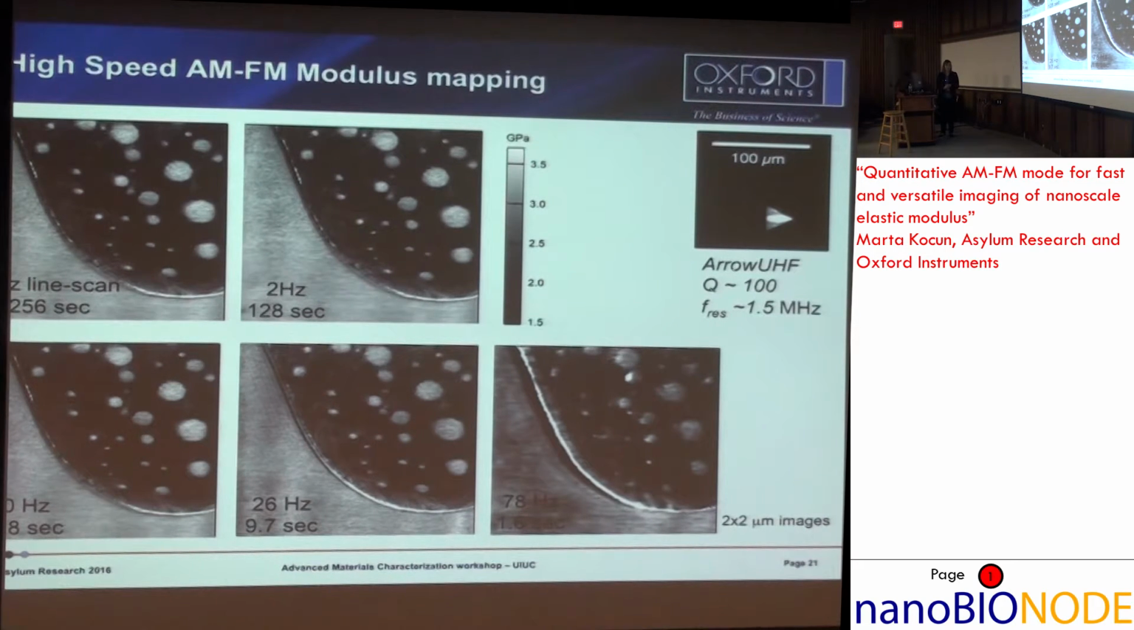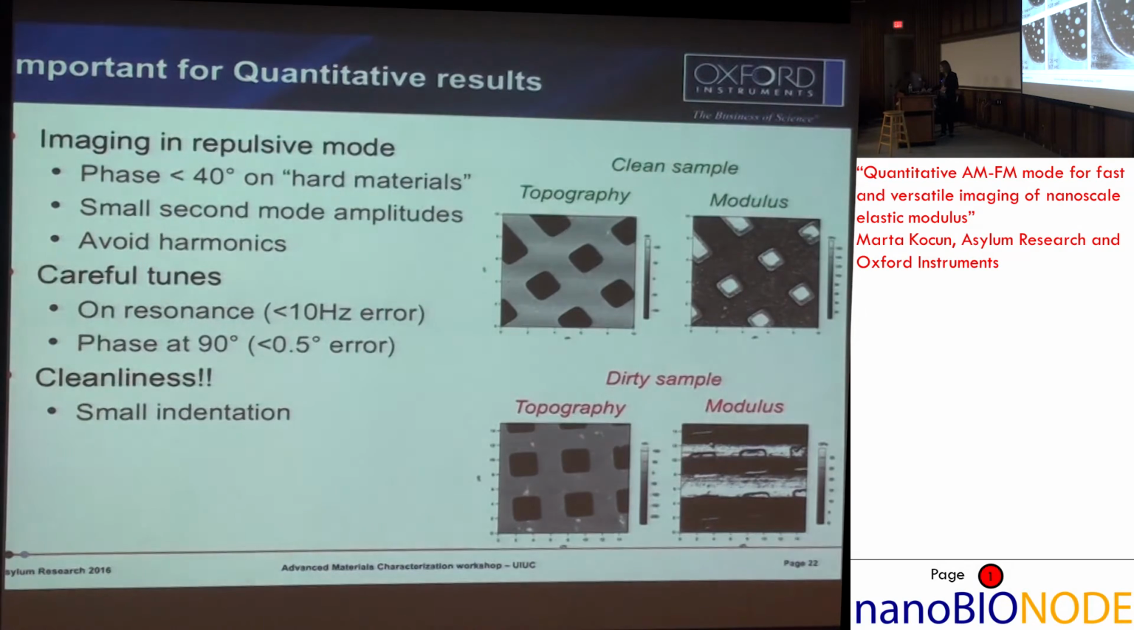When you start going really fast, 26 hertz and 78 hertz, you start seeing that the cantilever cannot deal with going so fast, but you're still keeping the contrast. It's only in the last image that it starts falling apart and we're not tracking anymore. So this is really a technique which allows you to get quantitative results fast.